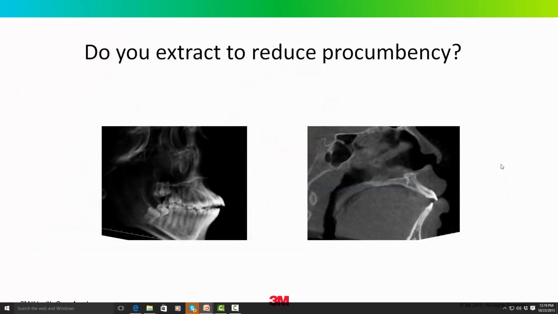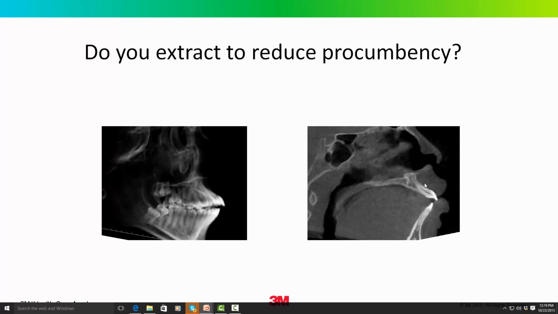So what do you do in a case like this? This is an African American patient with bimaxillary protrusion. Her chief complaint is the procumbency of the incisors. In cases like this, traditionally they're treated with extraction of 4 bicuspids and the retraction of the 4 incisors.